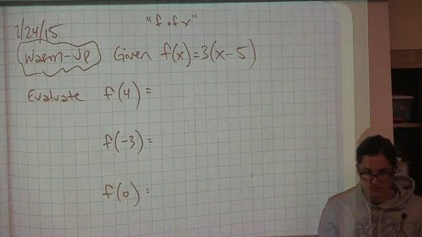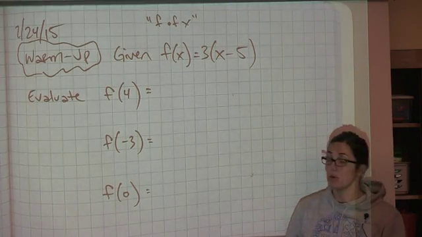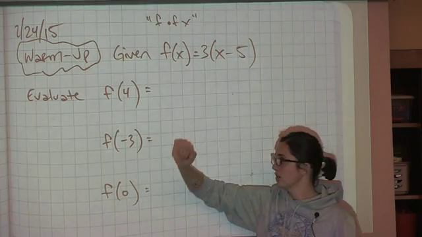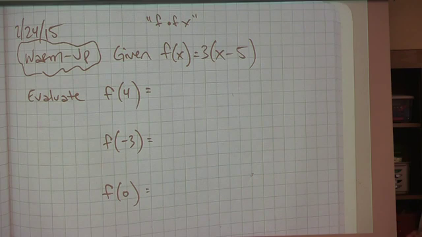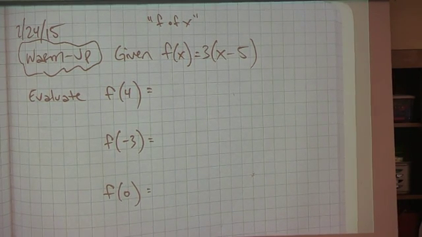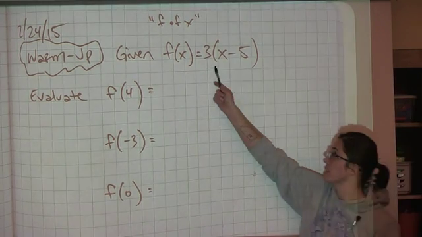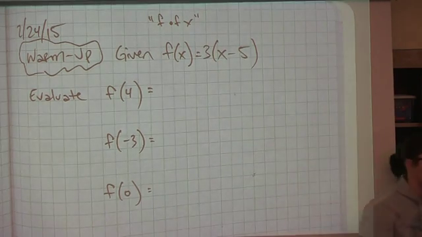Yes, ma'am? What is the 0 function? I just made up these numbers. Oh, so it's not from that? Nope, they are not from here. It's just saying, I want you to plug in 4, plug in -3, plug in 0. Tell me what you get out if you put those in. Wait, so the left 3 stays there? Everything stays. You're just plugging in a number for x.